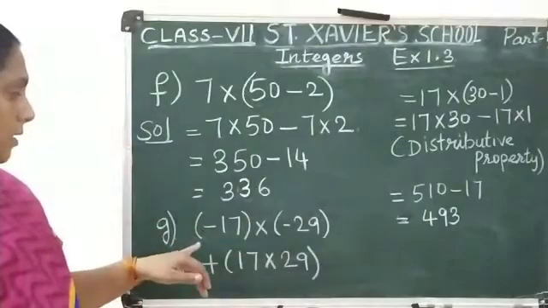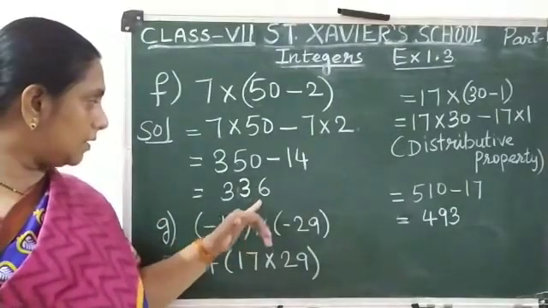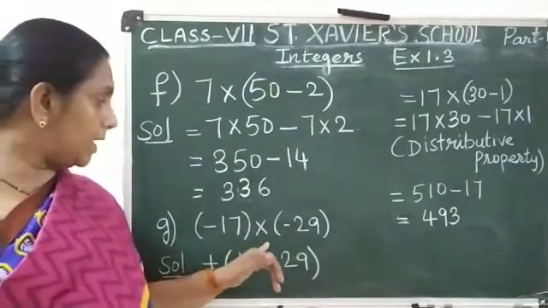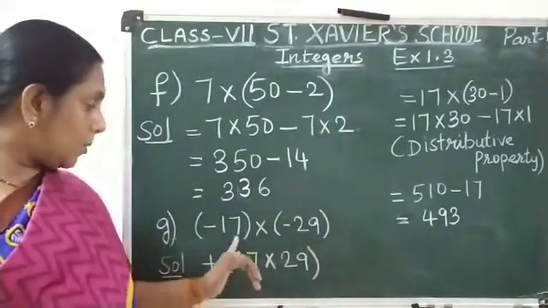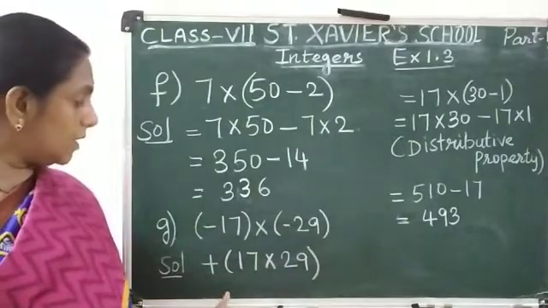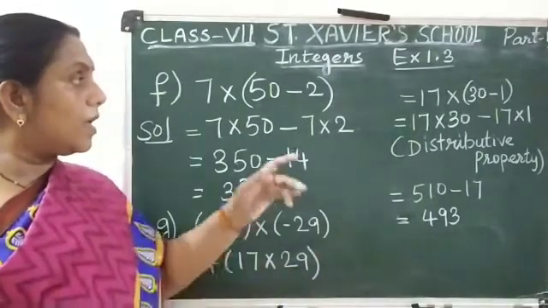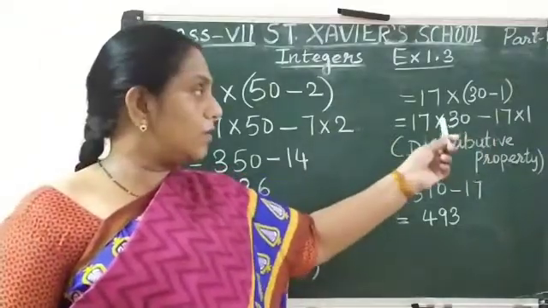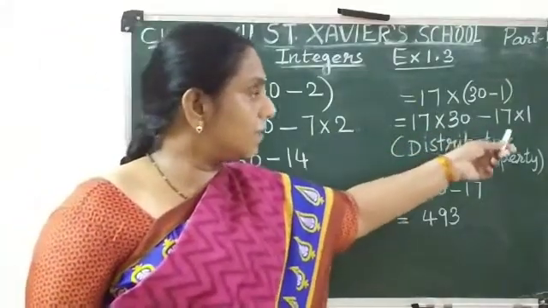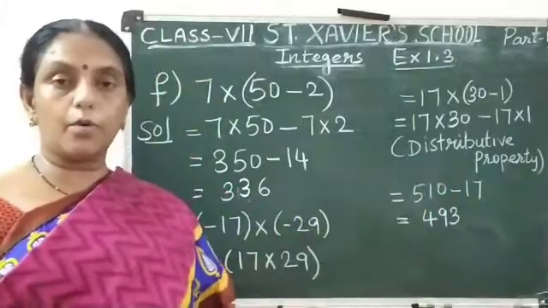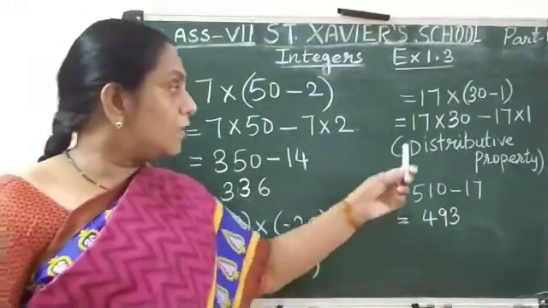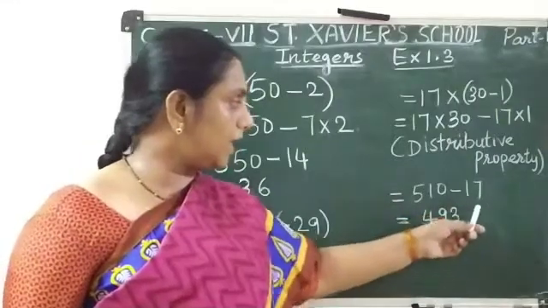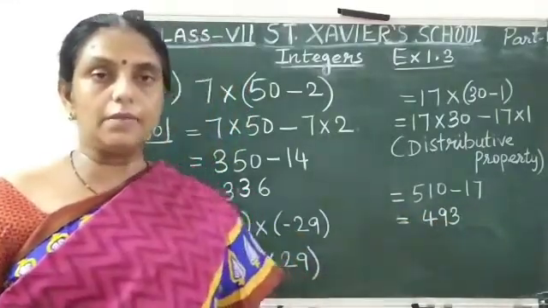So now G is, so answer is 336. Now next one G is minus 17 multiplied by minus 29. So minus and minus will become plus. So plus 17 into 29. So 17 into 30, 29 we can write 30 minus 1. So 17 into 30 minus 17 into 1. We are making use of the distributive property. So 17 into 3 is 51. So 510 minus 17. So it will become 493.